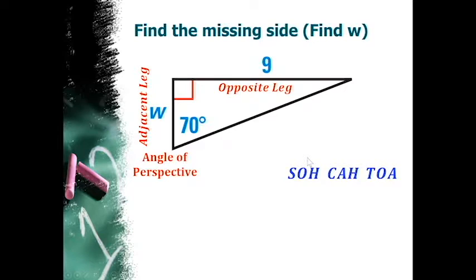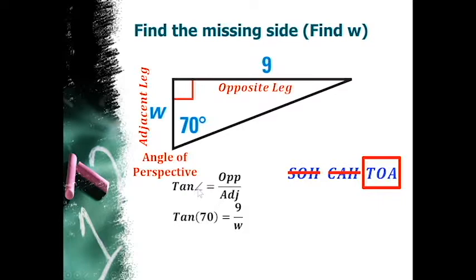We need to identify which of the trig functions we're going to use. Looking here, the sine works with opposite and hypotenuse. The cosine works with adjacent and hypotenuse. The tangent works with opposite and adjacent. That's what we have, so this is what we want to use, the tangent function. We're going to ignore the sine and cosine functions for now. We're going to set up our equation. Tangent of the angle is equal to the opposite leg over adjacent leg. We're going to plug in our values.